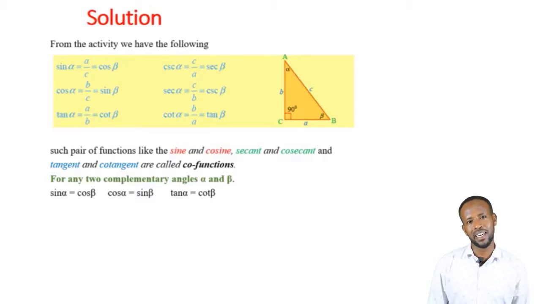What else? Tan alpha is equal to what? Cotangent beta. What else? Cot alpha will be equal to tan beta. If we interchange the angles, they will still be the same if the two functions are co-functions.